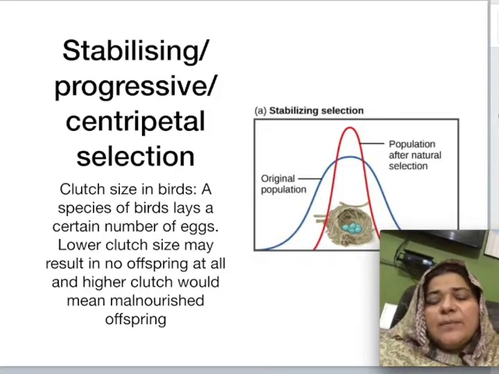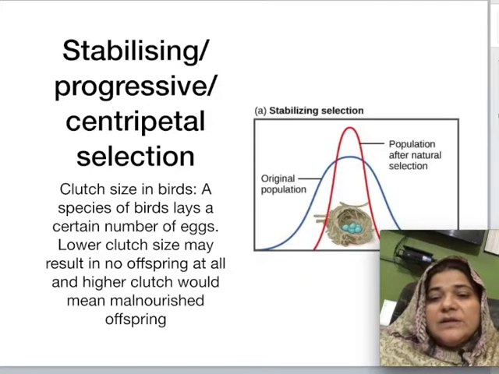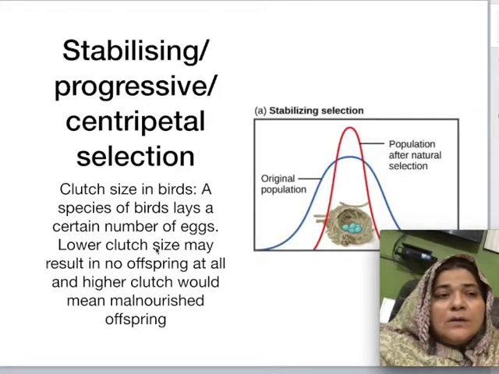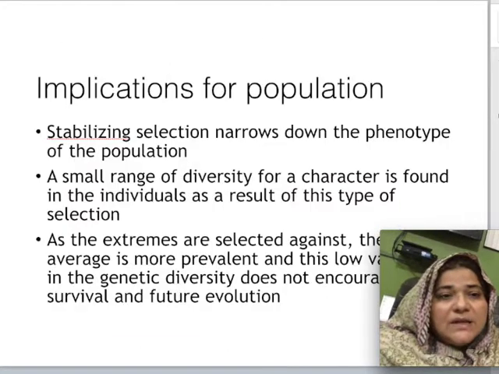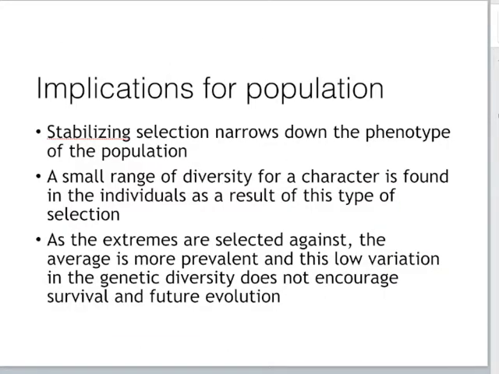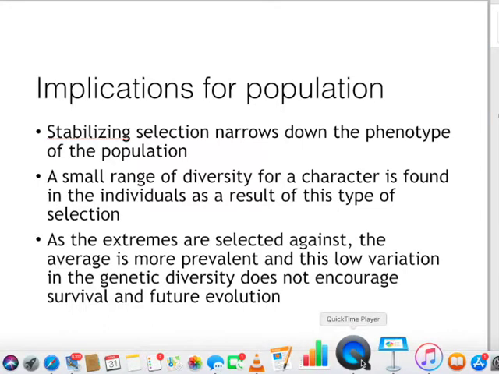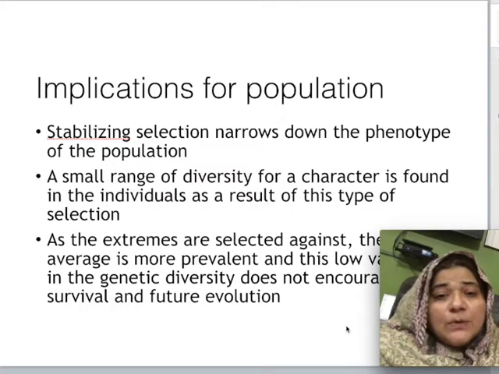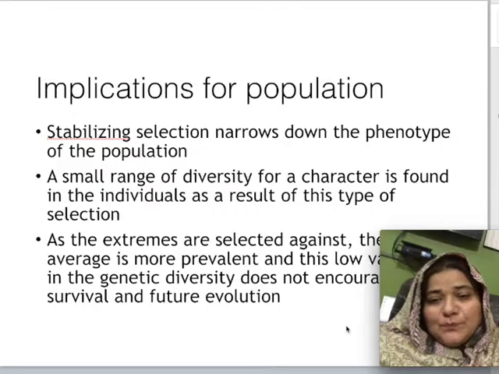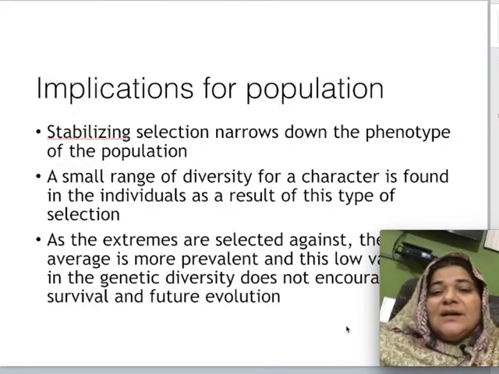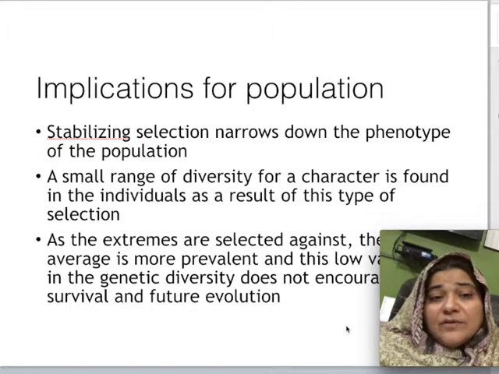Now this type of selection is called stabilizing selection. It brings a stability in the population. So the impact of this type of selection on the population is that it is not very good. It narrows down the phenotype of the population. And as you know, strength lies in diversity.